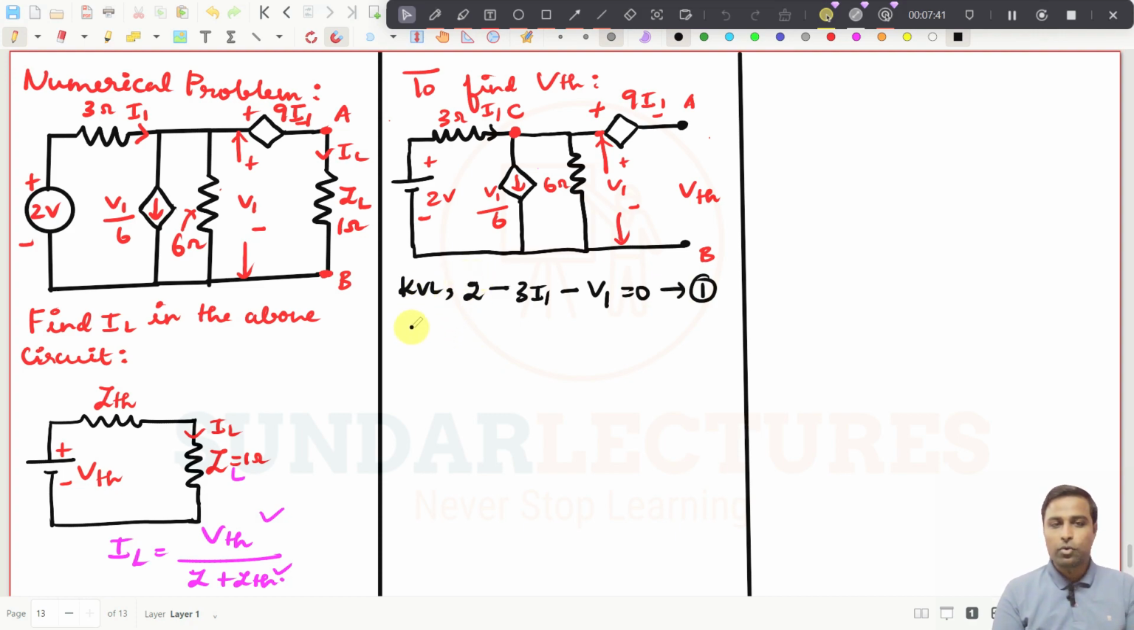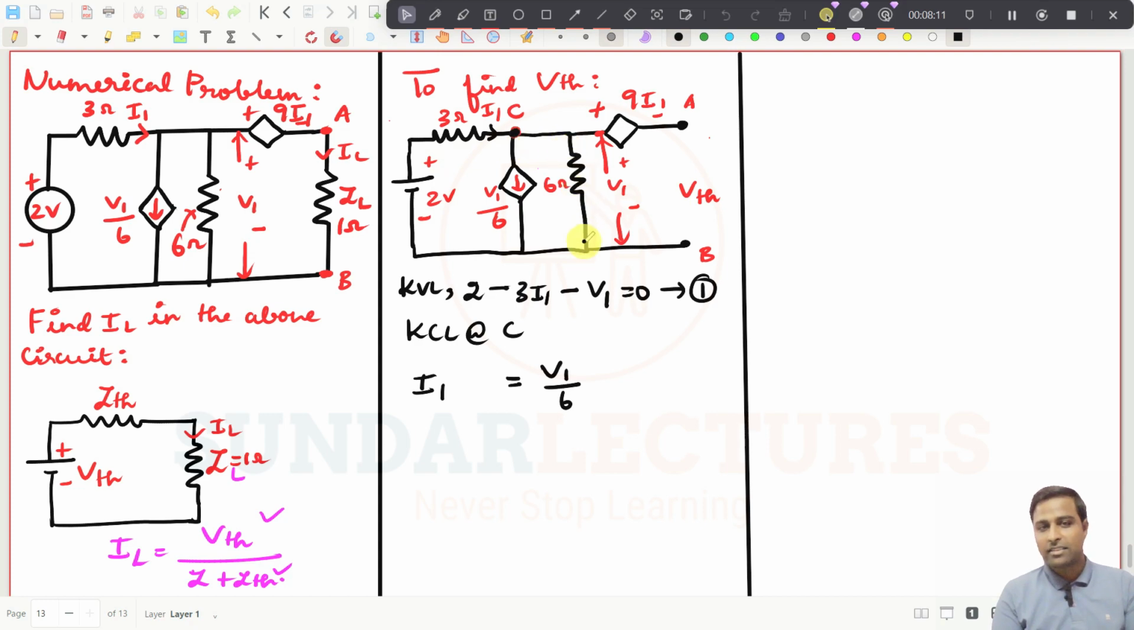And now I am going to apply KCL at point C. If I am applying KCL, what are all the things? Current I1 is coming in, so we put the equal to symbol. Current I1 is coming in, so it has to be I1. And this current V1 by 6, that is the current source, right? V1 by 6 is going away.